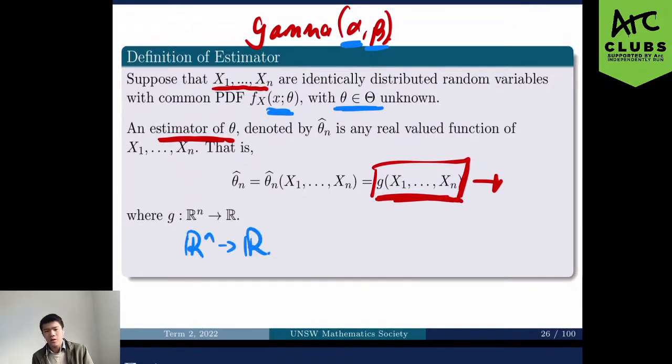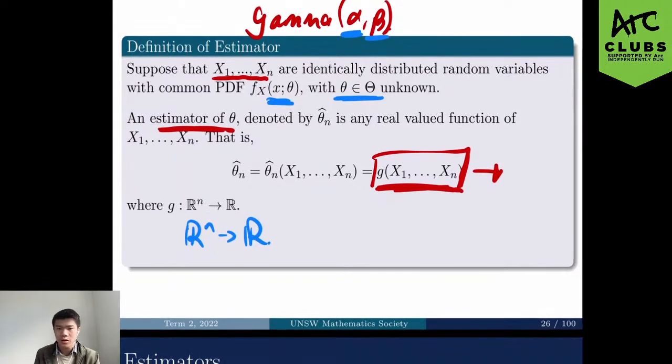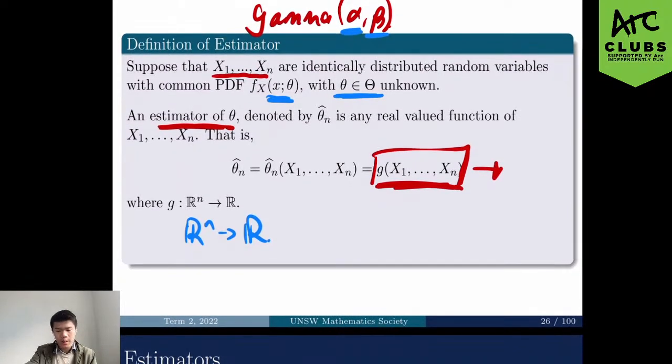And that seems a bit underwhelming because how is that supposed to help us estimate it? Well, the idea is that this is the definition, but if we want a good estimator, then somehow, in some sense that we'll soon see, the estimator needs to be approximately equal to theta.